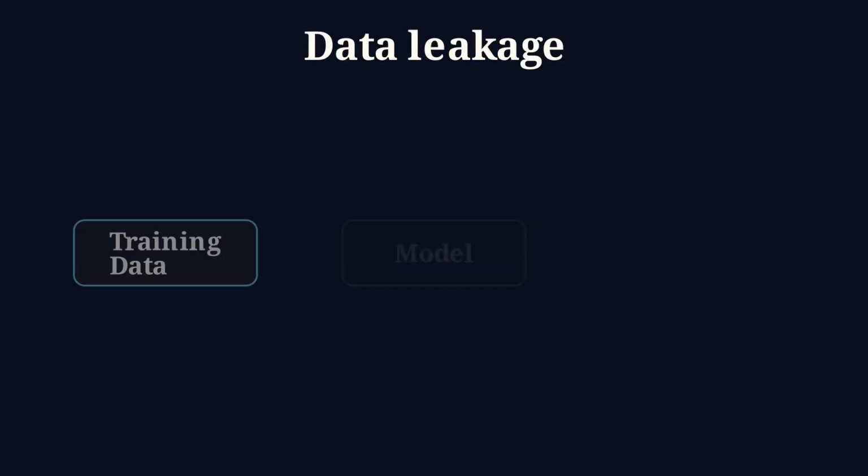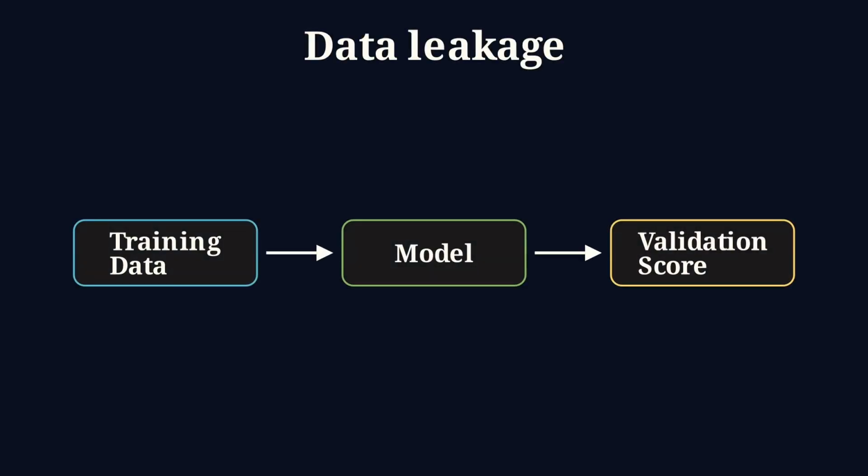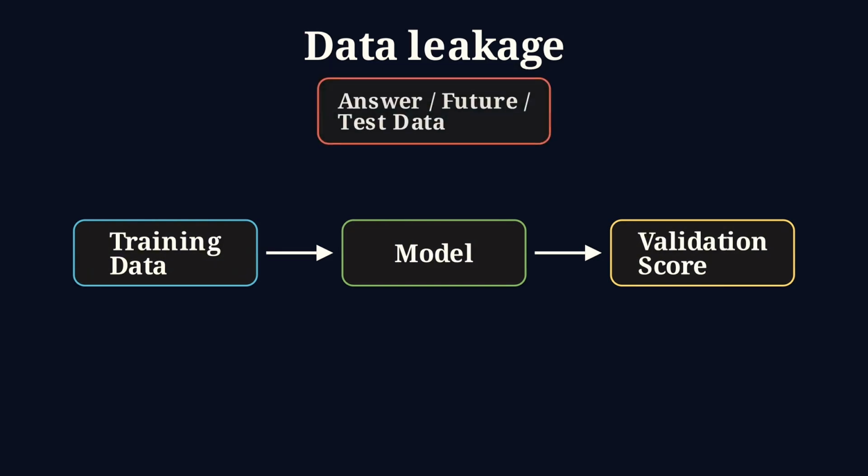Normally, the model should learn only from the training data. Then we test it on data it hasn't seen before. But with leakage, information from the answer, the future, or the validation set sneaks into the training process. So the score looks impressive, but the experiment is no longer honest.